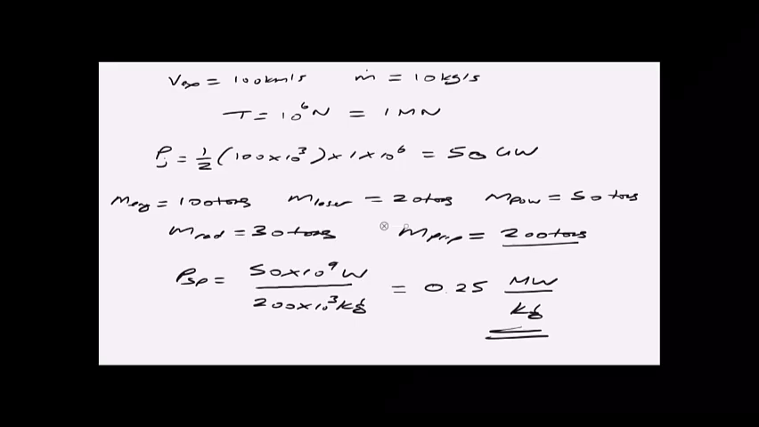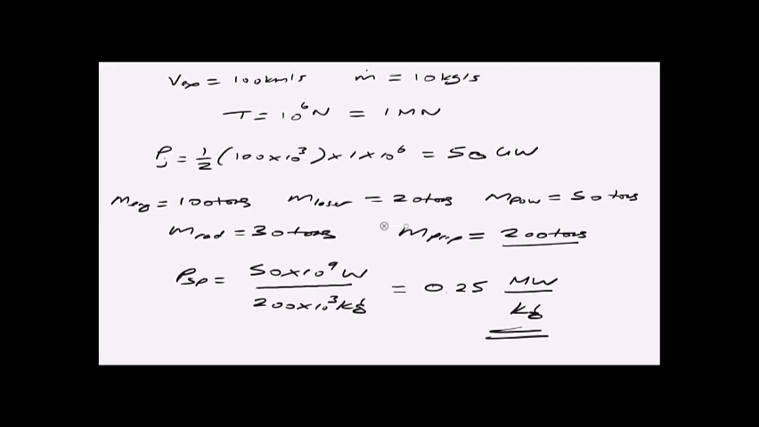And so just to illustrate, here's some numbers which are made up, so don't take these too seriously. But let's say we had an exhaust velocity of 100 kilometers per second, a mass flow rate of 10 kilograms per second. This would result in a thrust of 10 to the power of 6 newtons, 1 meganewton. Jet power will be 1/2 times 100 times 10 to the 3 meters per second times 1 times 10 to the 6 newtons, which gives us 50 gigawatts of power.